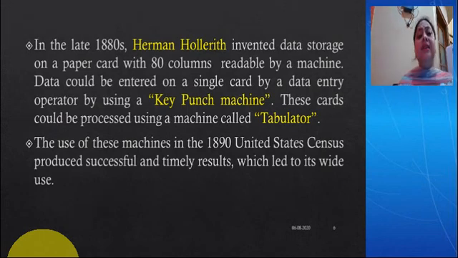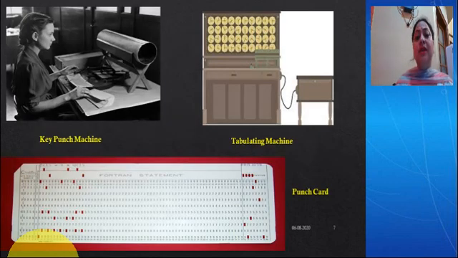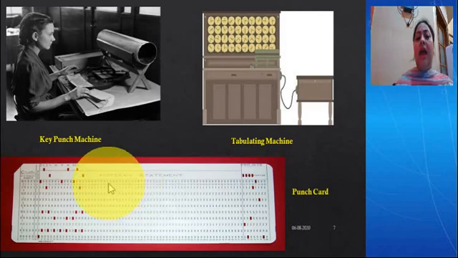In the late 1880s, Herman Hollerith invented data storage on paper cards with 80 columns, readable by a machine. Data could be entered on a single card by a data entry operator using a key punch machine. These cards could be processed using a machine called a tabulator. The use of these machines in the 1890 United States Census produced successful and timely results, which led to their wide use. As we see here, there are pictures of the key punch machine, the tabulating machine, and the punch card.